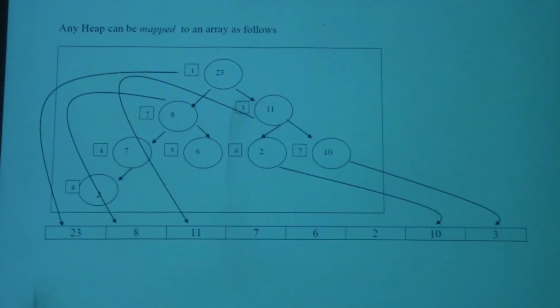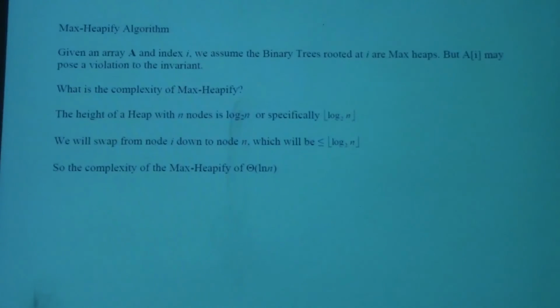If I hid this from you and said, give me the value of the left child. This is 2, so that's going to be 4. And the right child is going to be 5. Give me the parent of 10 without looking. Well, 1, 2, 3, 4, 5, 6, 7. 7 divided by 2 is 3.5. Floor is 3. That's the parent.